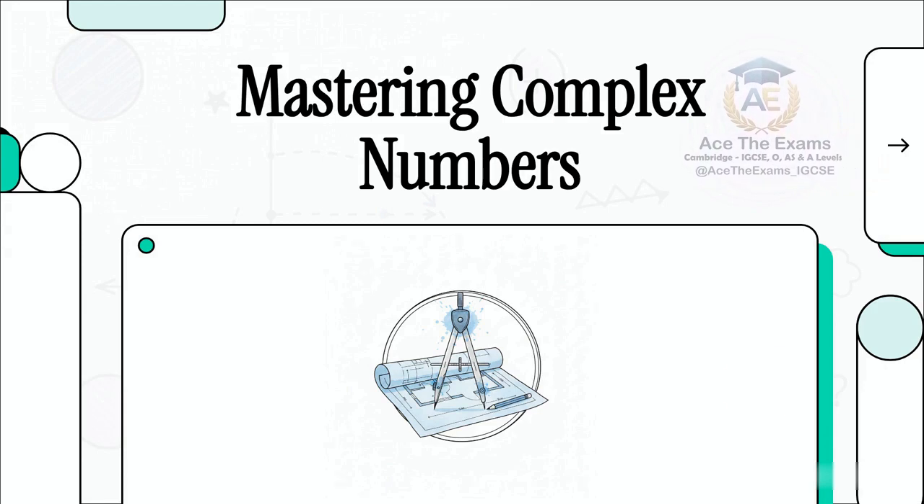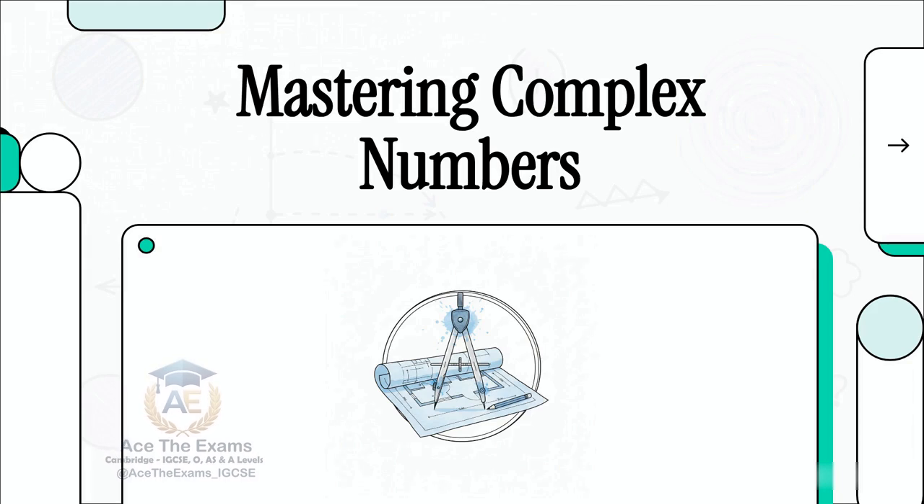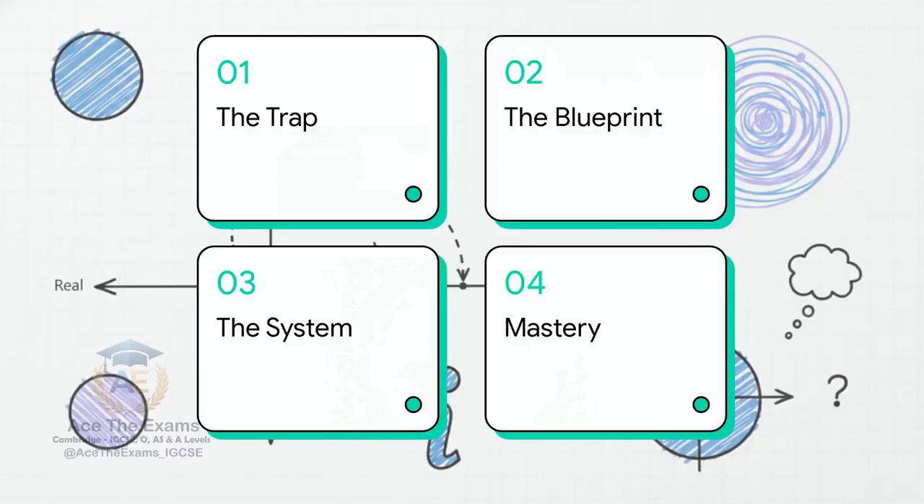Look, if you've been struggling with the addition, subtraction, multiplication, and division of complex numbers, it usually isn't because you can't do the math. It's because you aren't playing the game the way the mark scheme wants you to play it. We're going to change that right now and learn how to work smarter, not harder. Here's our roadmap for today. First, we'll cover the trap. Next, the blueprint. Then, the system. And finally, mastery. Let's dive in.